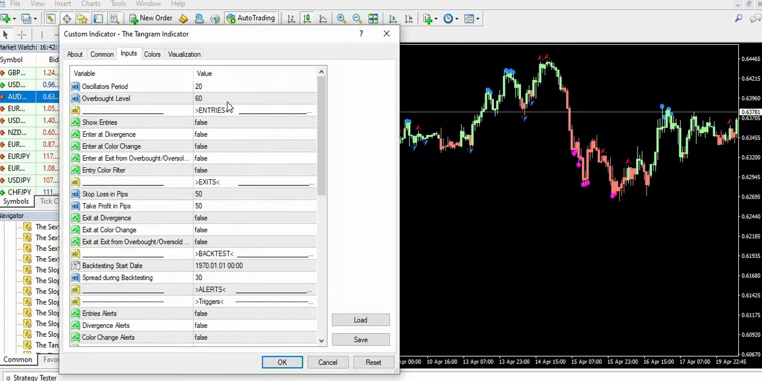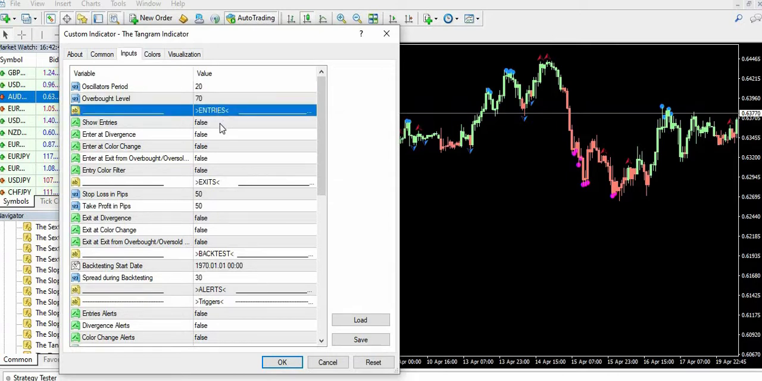Okay, as for the overbought level, as I said earlier, it indicates the level over which you would consider the oscillator to be overbought. So you could set it at 60, 70, 80, 90, anything between 50 and 100. And the oversold would be the symmetric equivalent of it beneath 50. So if it's 70, the oversold level would be 30, and so on.